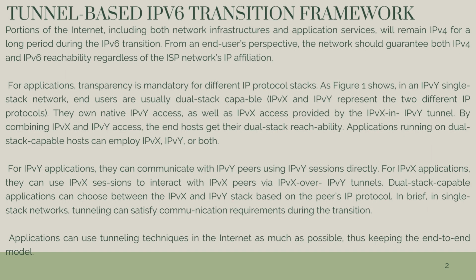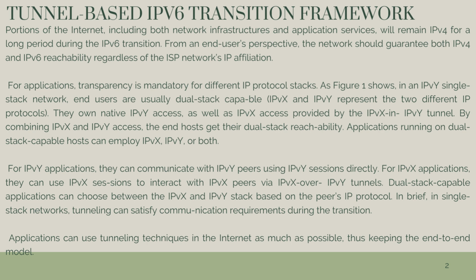Tunnel-based IPv6 transition framework. The internet, including both network infrastructures and application services, will remain IPv4 for a long period during the IPv6 transition. From an end user perspective, a network should guarantee both IPv4 and IPv6 reachability regardless of the ISP network IP family. And application transparency is mandatory.